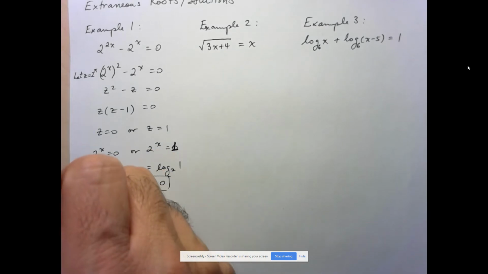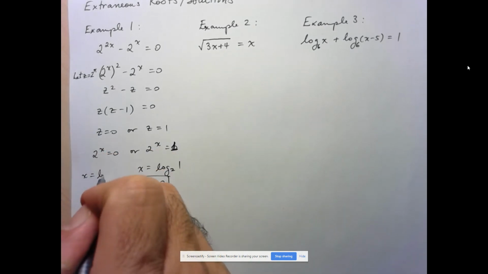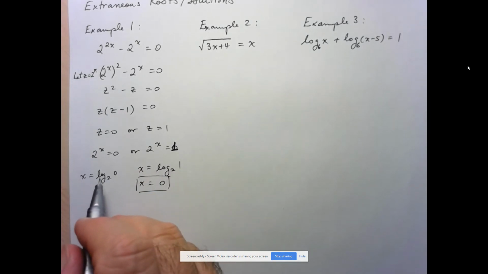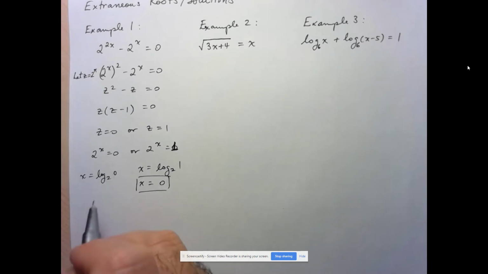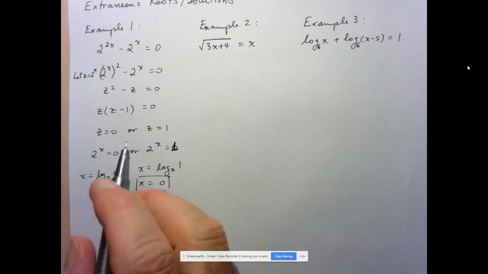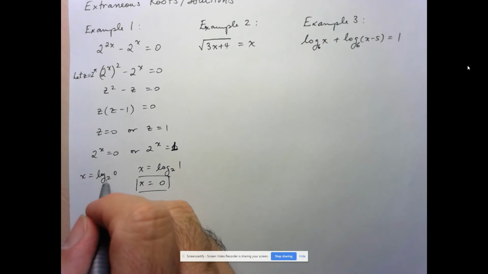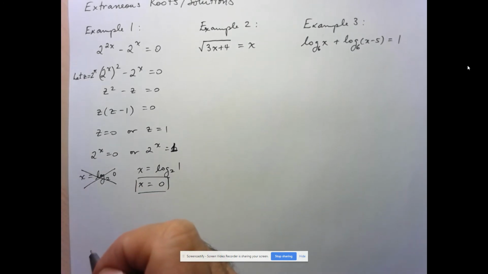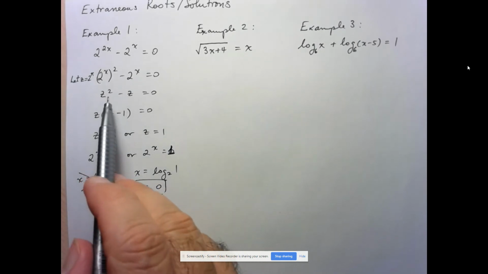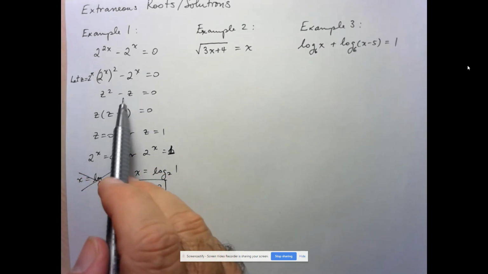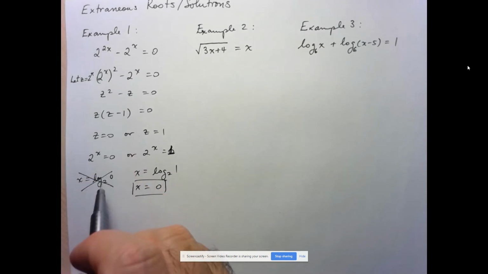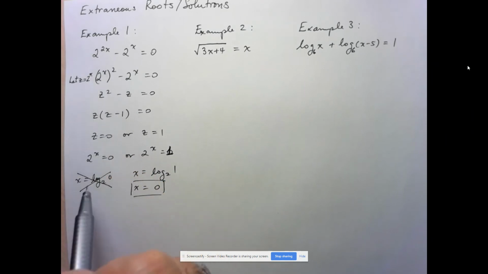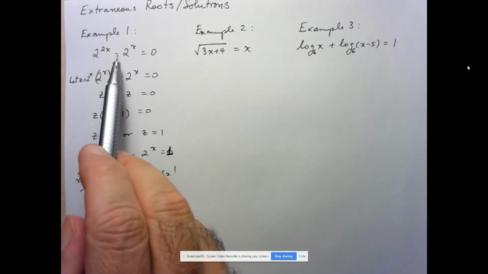But when I try to solve this one here, x is equal to log base 2 of 0, well, of course, we can't take the logarithm, regardless of the base, of 0, because it's not part of the domain of any logarithmic function. So this one here becomes our extraneous solution. So while z equals 0 was a solution to this quadratic, it did not produce a solution to the original equation. And this is what this is all about. Does it produce solutions to the original equation?